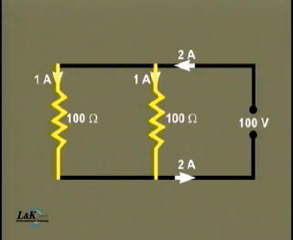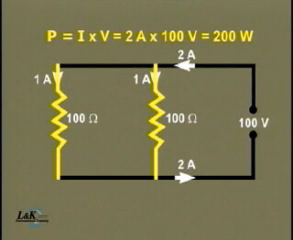For each branch, how much power is supplied by the battery? Here we have a current of 2 amps times the voltage of 100 volts equals 200 watts.